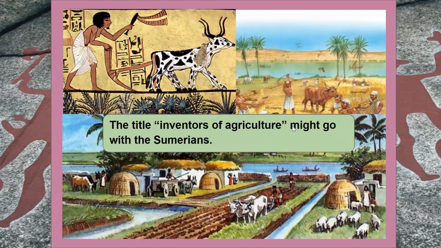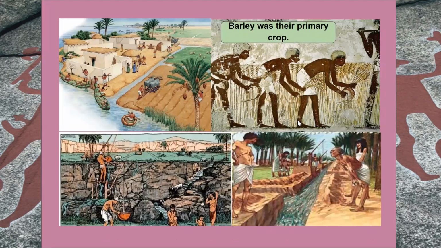The title of inventors of agriculture might go to the Sumerians, who started farming from 5,500 BC. Barley was their primary crop, but wheat, flax, dates, apples, plums, vegetables, and grapes were grown as well.